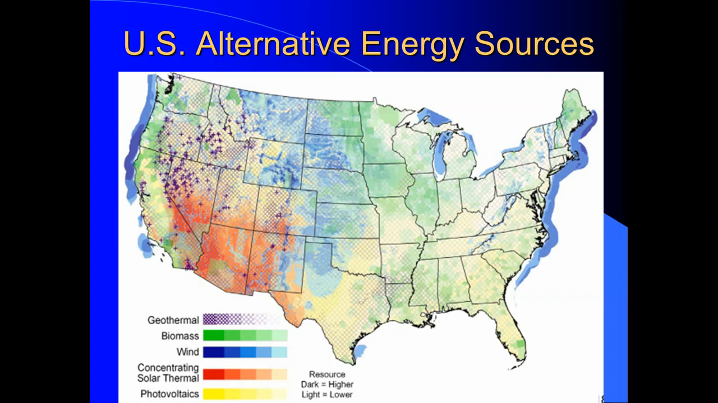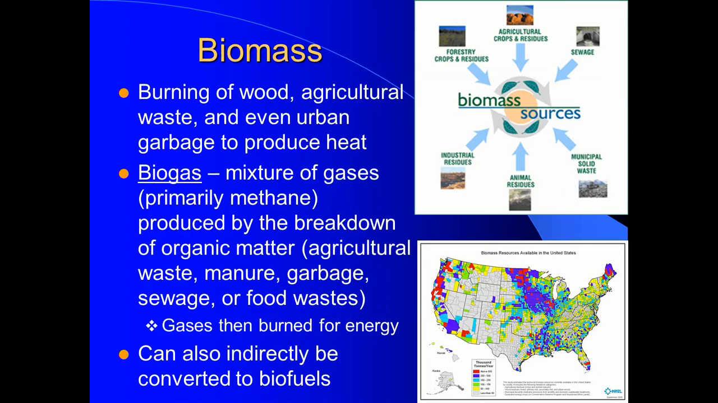It's going to be economical. And so let's start with our most widely used of our renewables, which is biomass. Biomass is the burning of wood, agricultural waste, or yes, even garbage. We can burn our municipal solid waste, guys, for energy, to produce heat, to turn water into steam, to turn a turbine.